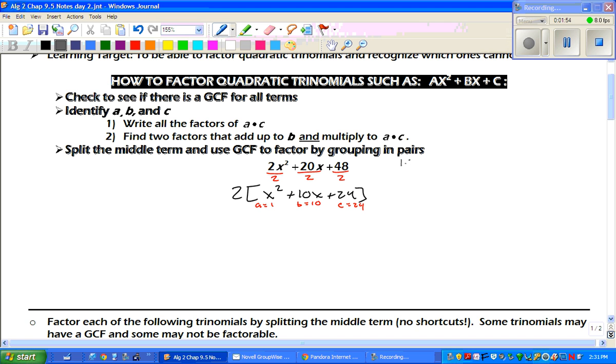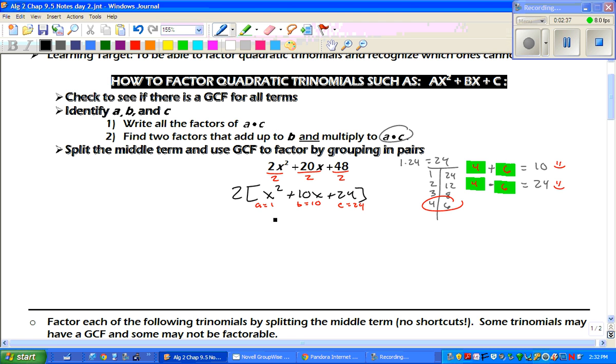So 1 times 24, because that's the A times C, is 24. So the factors of 24 are 1 and 24, 2 and 12, 3 and 8, 4 and 6. And I want to know what numbers add up to get to 10, but multiply to get to 24. So what numbers can we put inside of there? Well, 4 and 6. Because 4 plus 6 gives us 10, and 4 times 6 gives us 24.